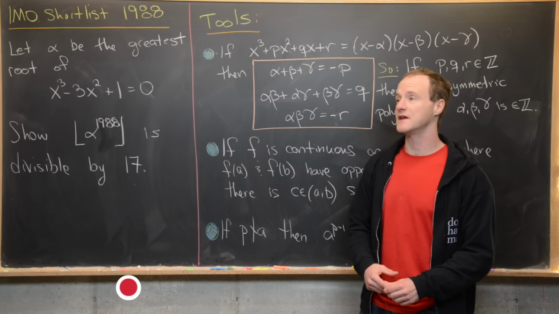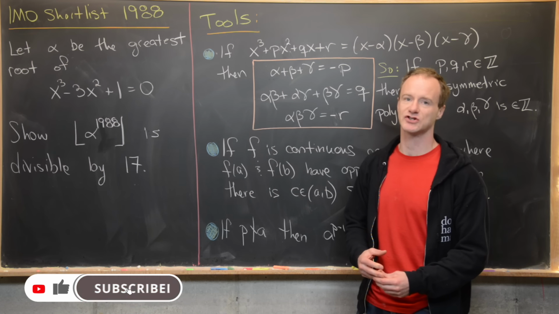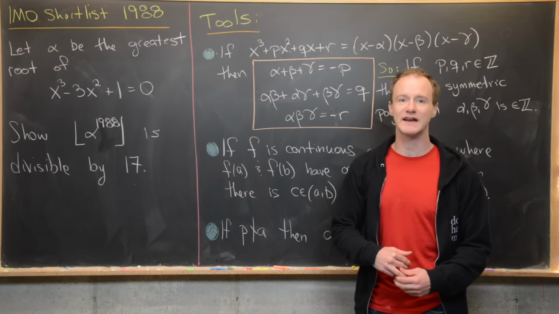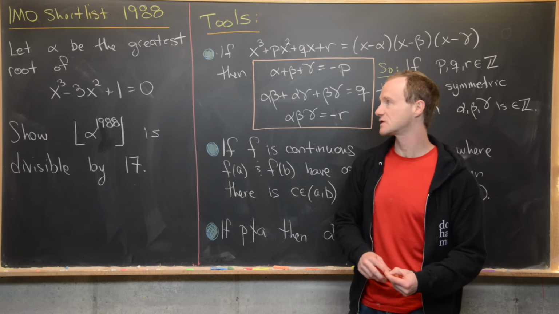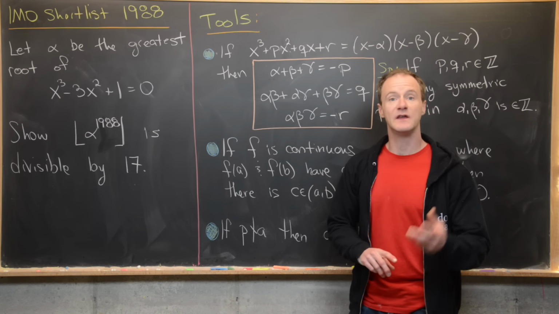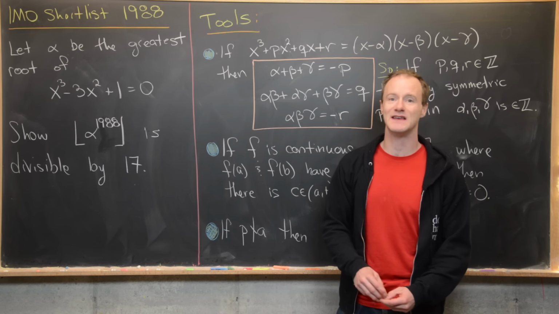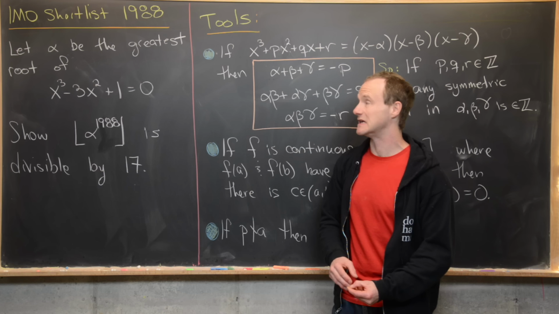Here we're going to look at what I think is a pretty hard problem that was shortlisted for the 1988 International Math Olympiad. So we want to suppose that alpha is the greatest root of the cubic polynomial x cubed minus 3x squared plus 1 equals 0. Then we want to show that if we raise alpha to the power of 1988 and then take its floor, that number is divisible by 17.